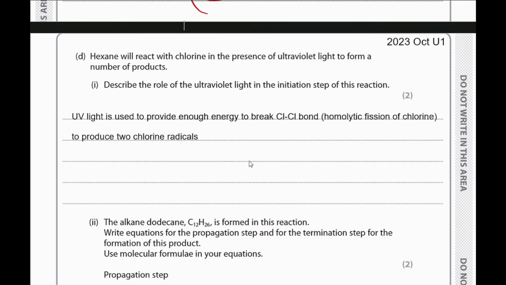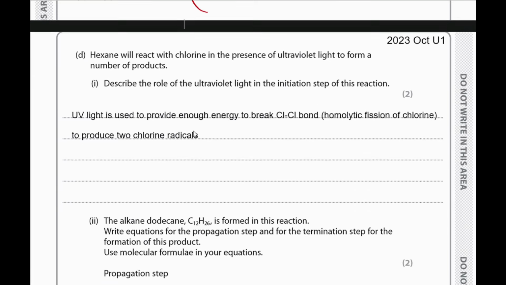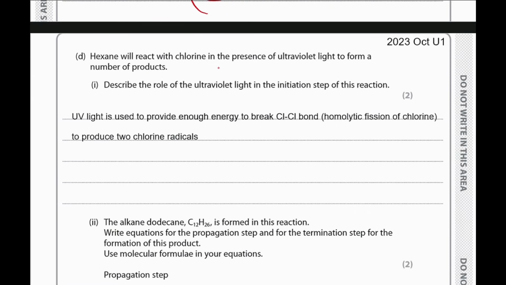Moving on, you can see hexane will react with chlorine in the presence of ultraviolet light to form a number of products. Describe the role of ultraviolet light in the initiation step of this reaction. Now obviously why the UV light is required in the initiation step is pretty simple.